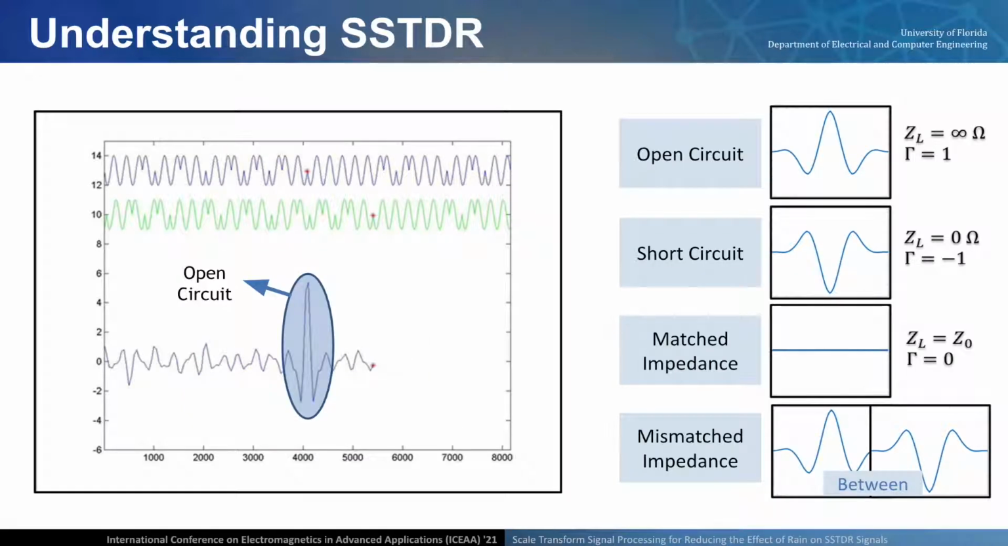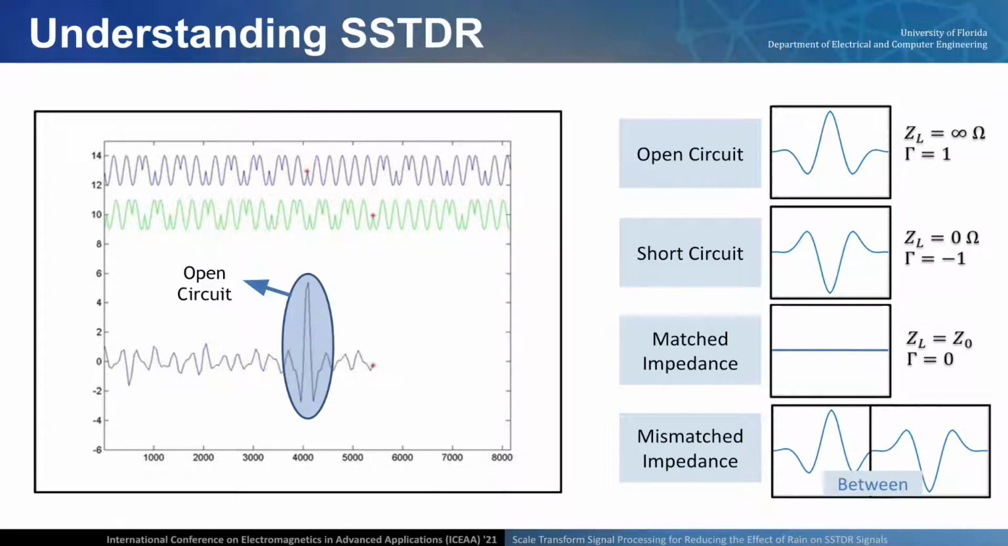Shown a little bit better is in this image. Again, we've got our incident and our reflected signal, and the bottom is the traditional SSTDR signal, where here we notice an open circuit. Now, some of these have characteristic features, such as the open circuit has a large positive peak, and a short circuit has a large negative peak. If we have a matched impedance, we typically see a relatively neutral region of our signal.